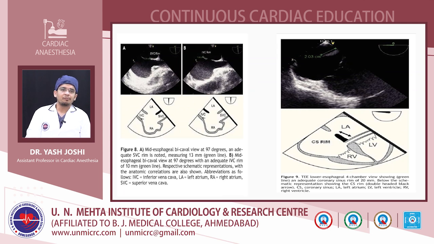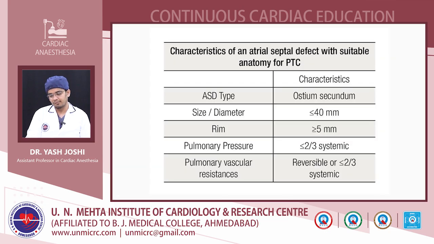Now in this bicaval view we can check for the SVC as well as the IVC rim, which are very well depicted in this first figure. In the first figure we can see the SVC rim, and in the second figure we can see the IVC rim. In this figure we are seeing the coronary sinus rim. From the mid-esophageal four-chamber view, while advancing the probe, we can see the coronary sinus as well as the rim for the coronary sinus.